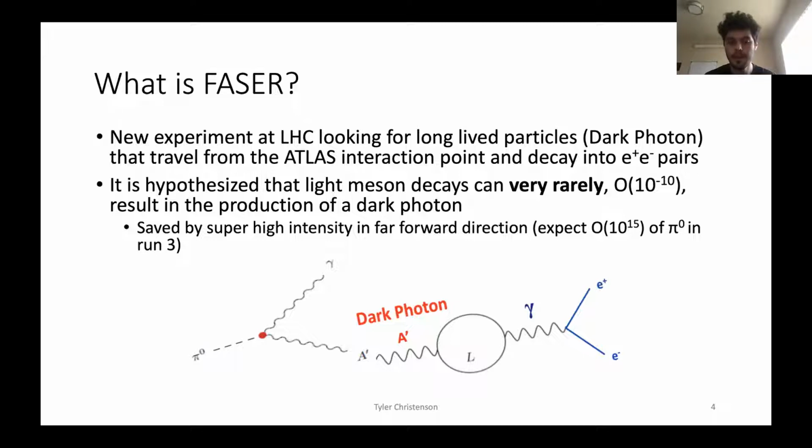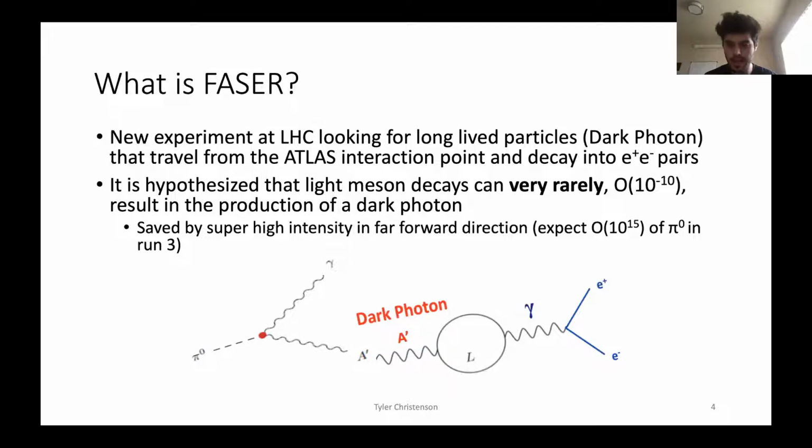And the quantum mechanical process is shown there in that Feynman diagram below. So you have some light meson, say a pion, decaying into a photon and a dark photon. And then you have this dark photon doing some mixing and converting into a standard model photon, which then decays again into these positron-electron pairs, which is the kind of thing we expect to see.